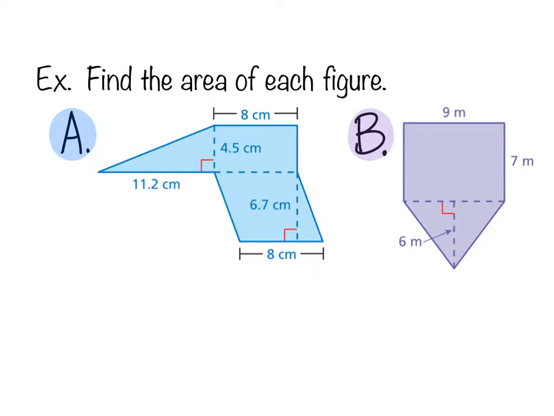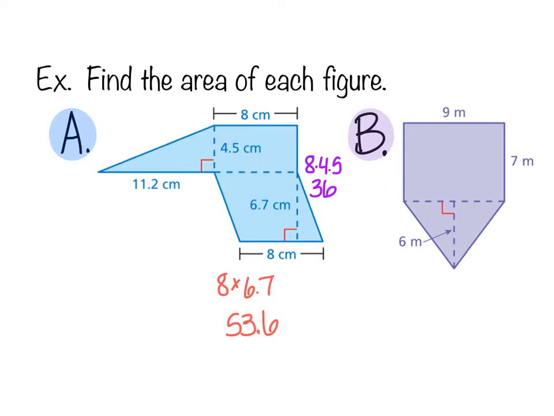In example A, we've got a parallelogram with a rectangle and then also a triangle. So we have 3 shapes, and we know how to take the area of all 3 of them. For the parallelogram, down here on the bottom, we do base times height. Okay, so 8 times 6.7 is going to give us 53.6. And that's pretty easy to find. For the rectangle up here, we know rectangle is also base times height. So 8 times 4.5, and 8 times 4.5 is 36.